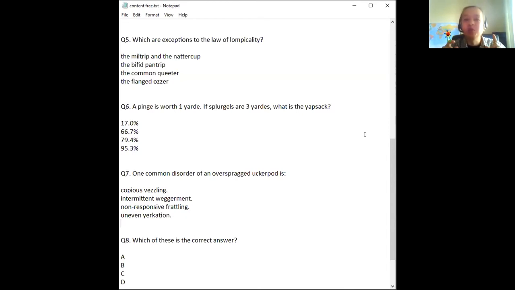It's a plural. So when we say, which are the exceptions to the law of lumpicality? Exceptions. So there must be more than one. Now, if we look through the answers, several of them are singular in the sense that it's a single option that you have, but only the miltrip and the nattercap grammatically are two things. So again, it's that slight hint in the question. Gives it away.